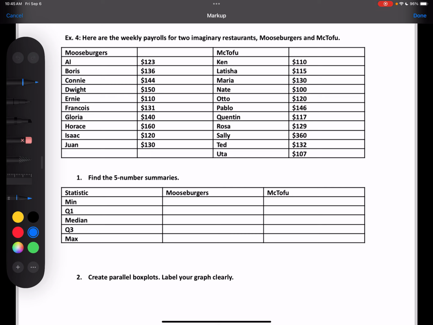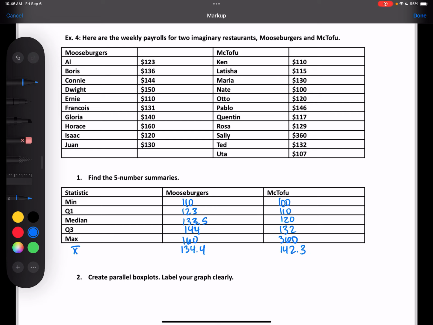All right, what are our one variable stats for Moose Burgers going down? 110, 123, 133.5, 144, and 160. And the other thing that I didn't put on there is the mean value, just to look at that. It's 134.4. What about McTofu? 100, 110, 120, 132, and 360. And the mean for that one was 142.3.